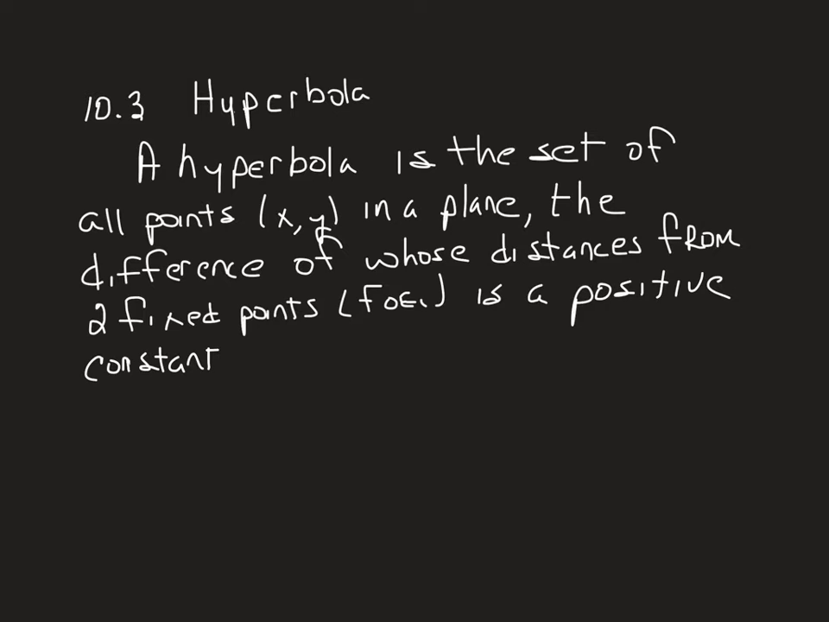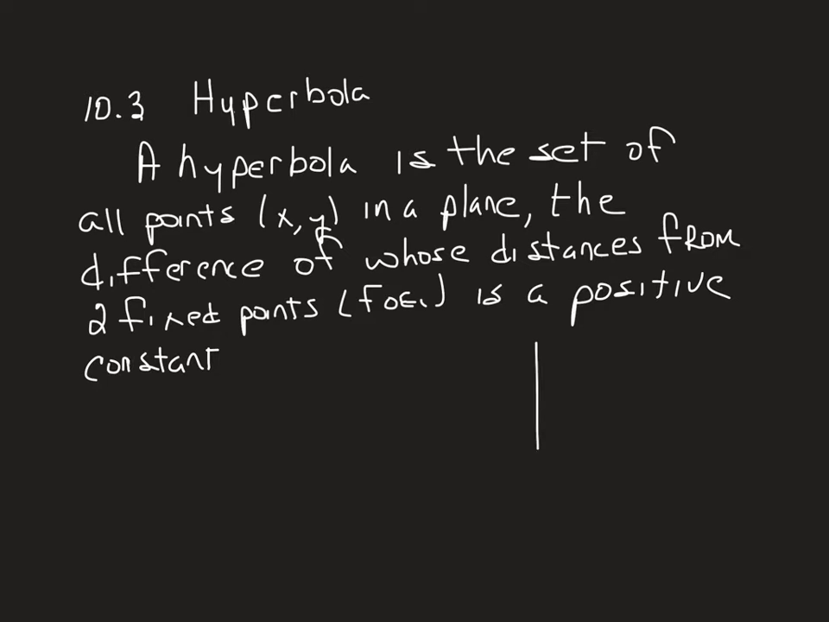But the definition of a hyperbola is the set of all points x, y in a plane, the difference of whose distances from two fixed points called the foci is a positive constant. With an ellipse, it was the sum of the distances from the foci. But with the hyperbola, it's the difference of the distances from two fixed points.